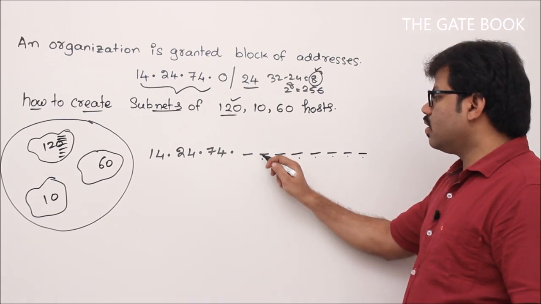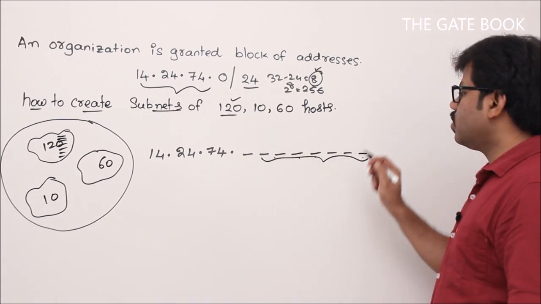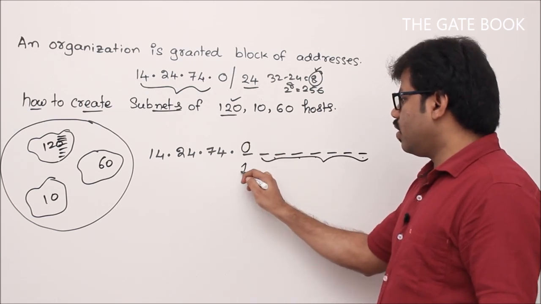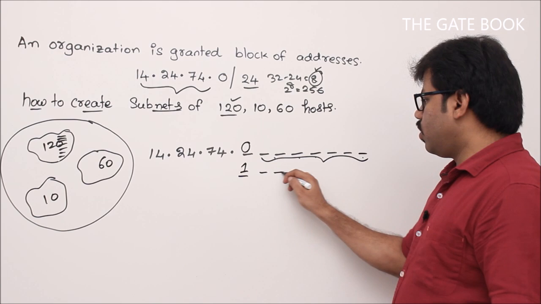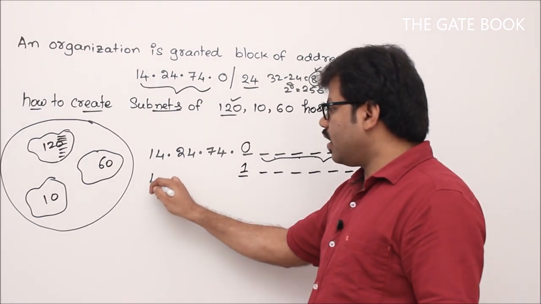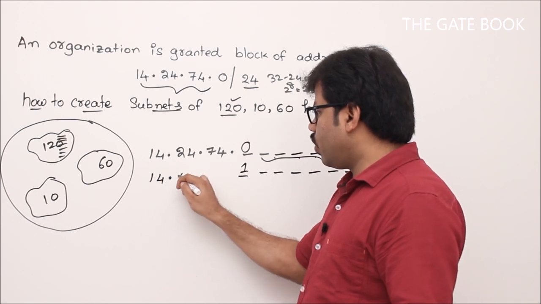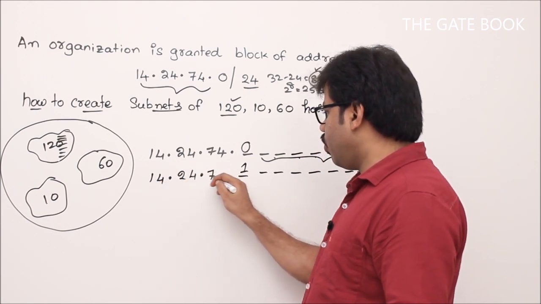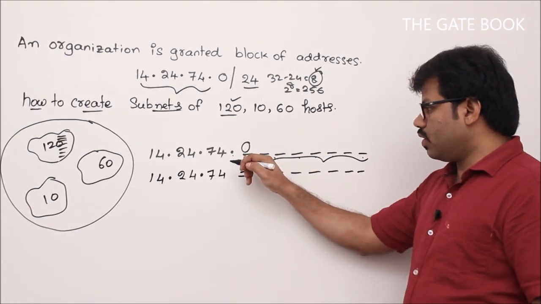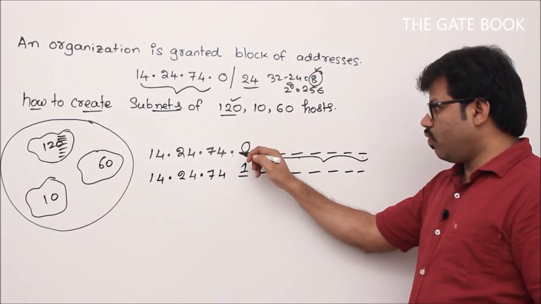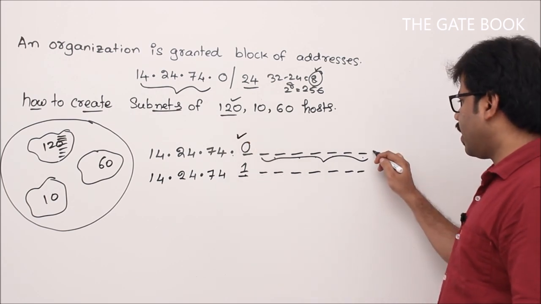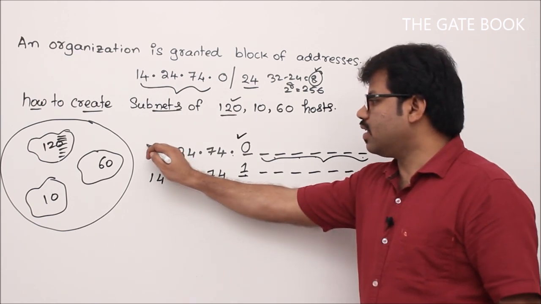So we use 7 bits, 1, 2, 3, 4, 5, 6, 7. And what about this one? You can use here 0, otherwise 1. What I want to say is, you can create in the first level 2 networks: 14.24.74 dot, and in the remaining octet the first bit is 0 for one network, first bit is 1 for another network. So finally I created 2 networks. Let me take this as the network.